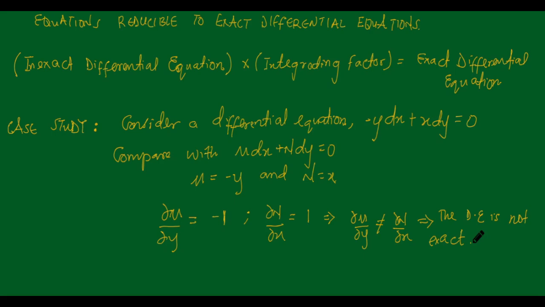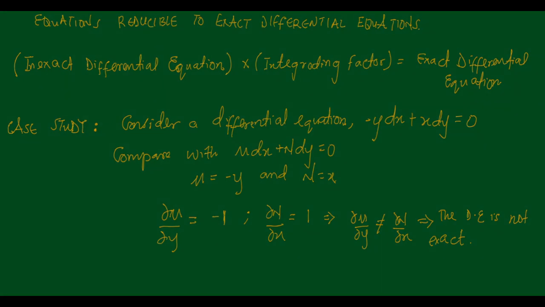So the next question we ask ourselves is, to transform this inexact differential equation, what function do we need to multiply it by to make it an exact differential equation? So let's multiply the differential equation under consideration by 1 over y squared. So this means our integrating factor is 1 over y squared.